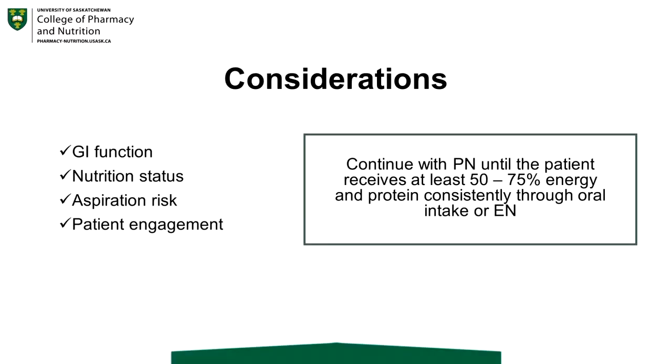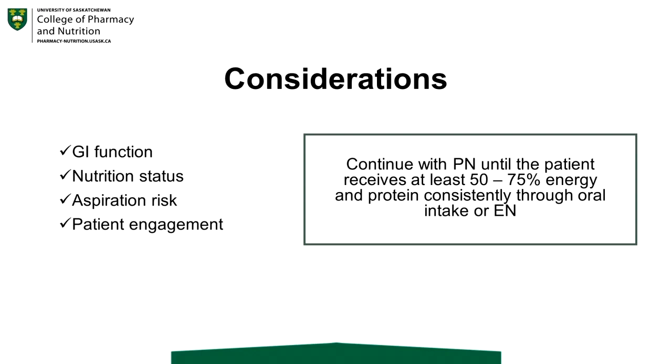An important aspect of monitoring a patient on PN is evaluating when and if the patient can be transitioned off PN. Some important considerations include GI function, nutrition status, aspiration risk, and the patient's engagement or willingness level. An indication that the gut is beginning to function normally is a return or an improvement in the patient's bowel movement. Keep in mind that a patient can still be receiving PN and oral nutrition simultaneously.